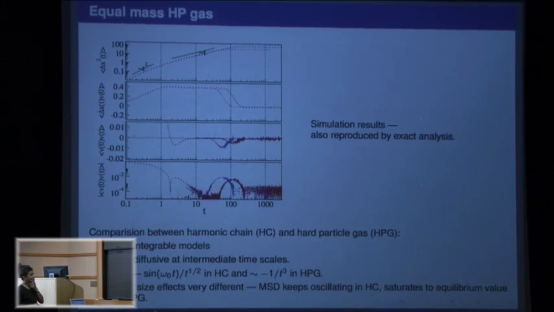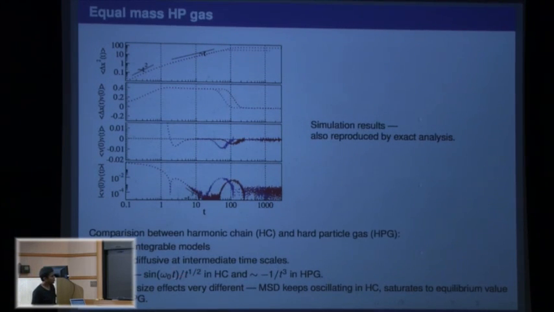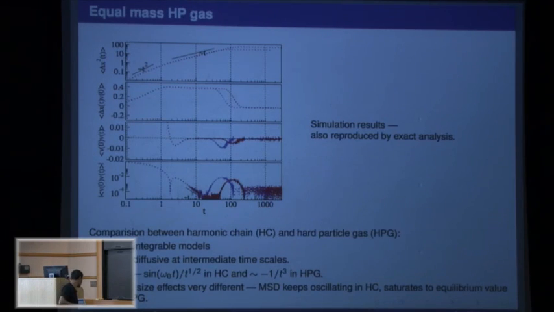So let's compare the results of the harmonic chain and the hard particle gas. Both these models are integrable, and both are diffusive at this short time regime where you do not see finite size effects, and the velocity autocorrelation function is very different in the two models. In the harmonic chain it is given by this, in the hard particle gas it is this, minus 1 by t cubed, and then finite size effects are very different. In the hard particle gas at long times the mean square deviation saturates to the expected equilibrium value, while in the harmonic chain it just keeps oscillating. So even though both are integrable models.